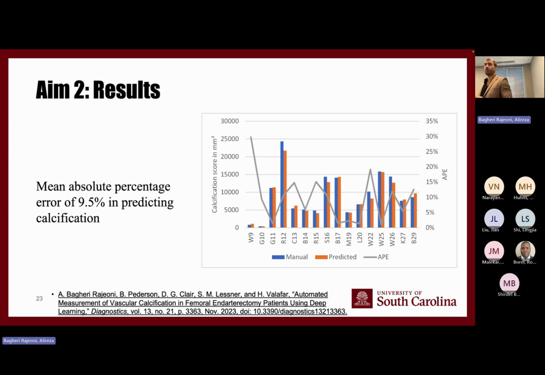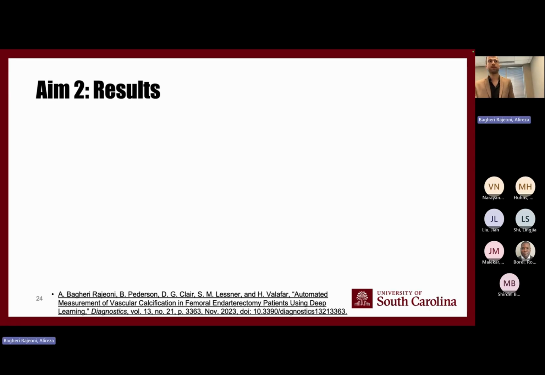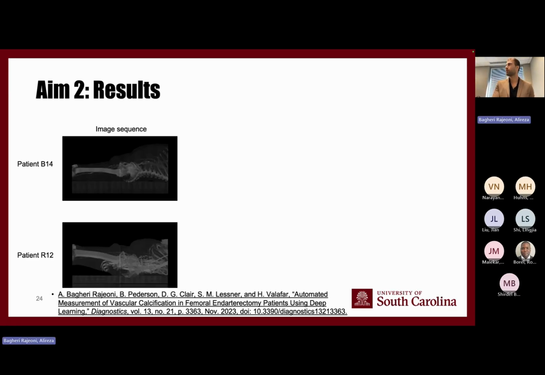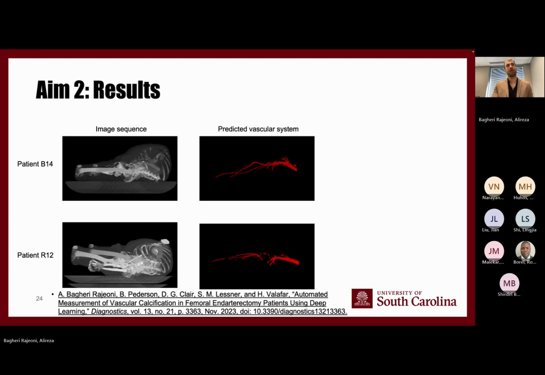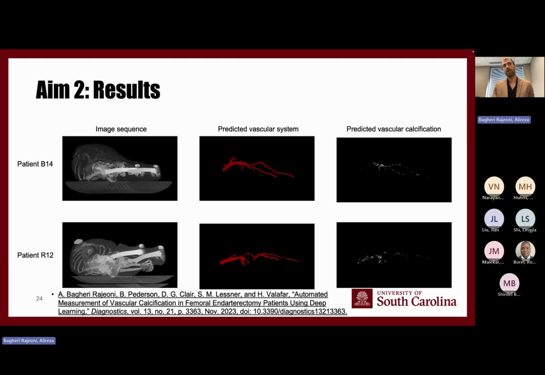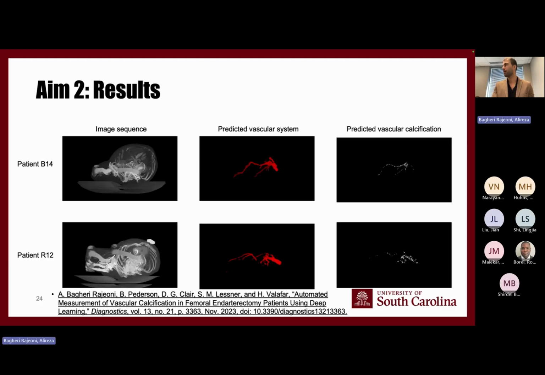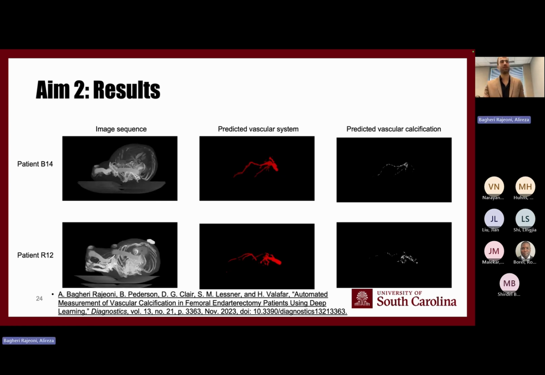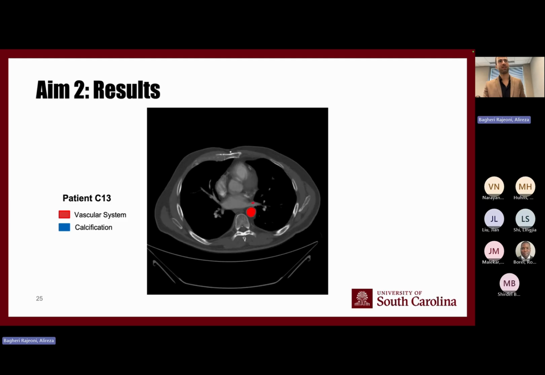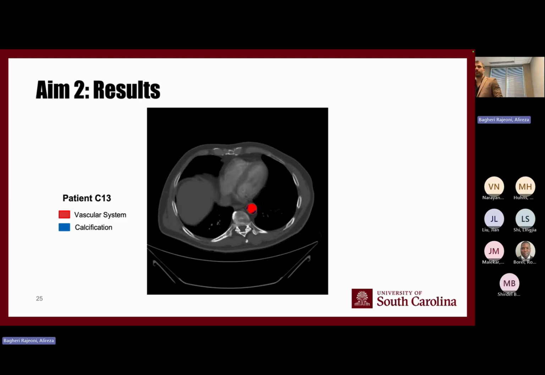So I'm a big fan of visualization. Let's take a look at patients R12 and B14. R12 has the highest amount of calcification, and B14 is relatively low. Here we have the image sequences coming in, the model from AIM1 extracts the vascular system, and then we extract all the calcification happening in these systems. And we can also take a look at it in cross-section. Here we can take a look at the performance in cross-section.